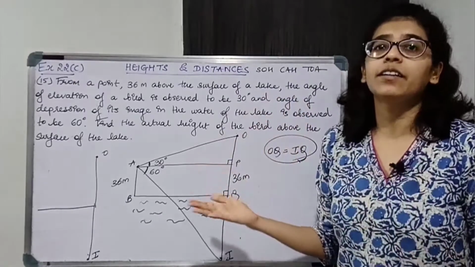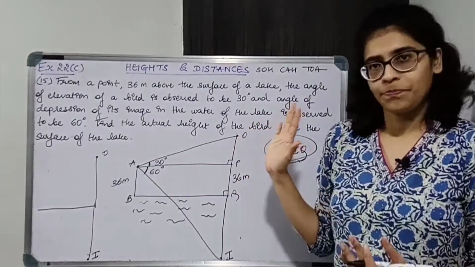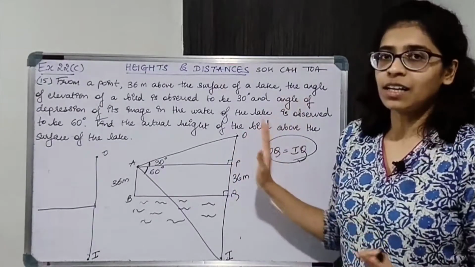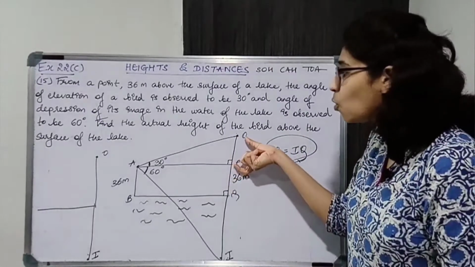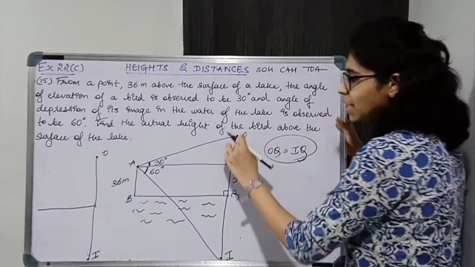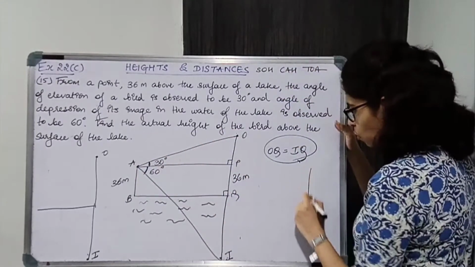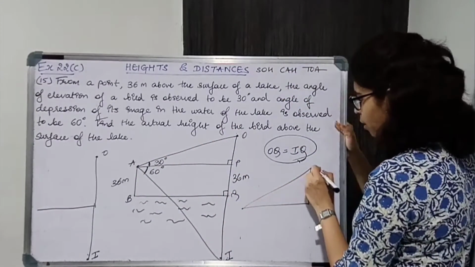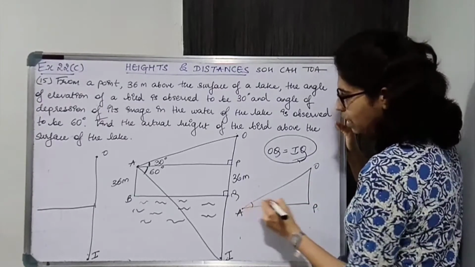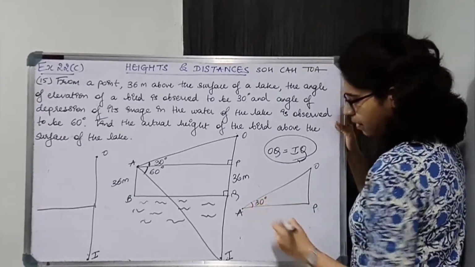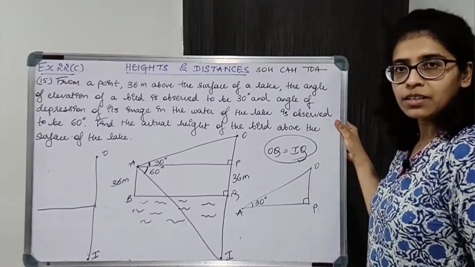I have to find OP. Once I get OP, OP plus PQ will give me OQ. So OP is say R meters. How to find OP now? OP is a side of this right angle triangle. Correct. So if I consider this right angle triangle OPA, in OPA this is 30 degrees. We know this is a right angle triangle.